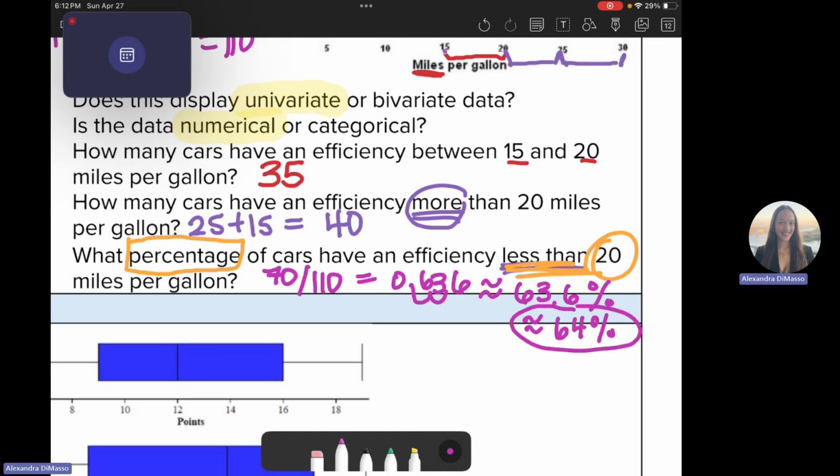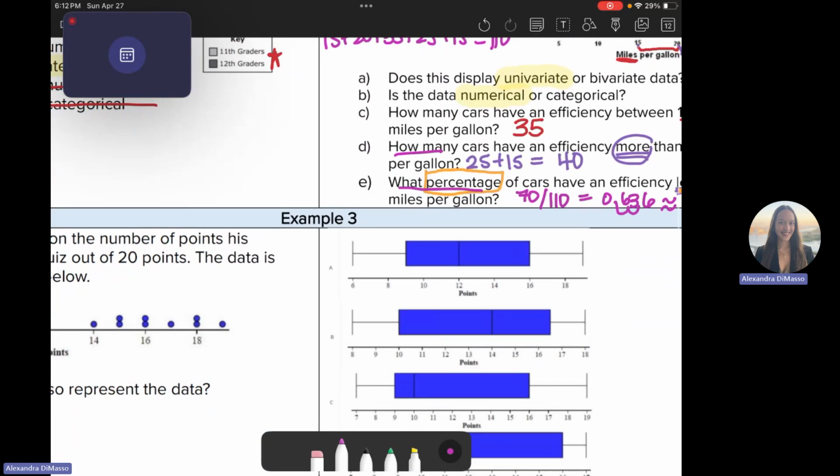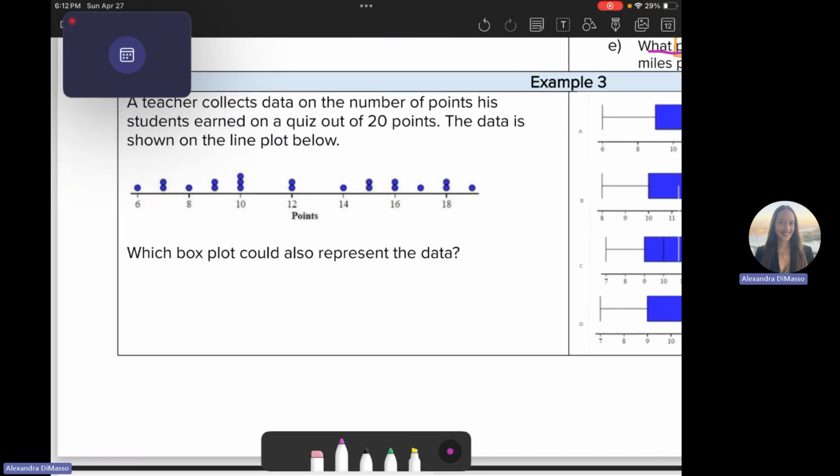Okay, so be very careful to make sure you're looking at whether it's asking how many or whether it's asking for a percentage. So that's it. And now you've done 2 data questions. Oh my gosh, so smart. Last one.